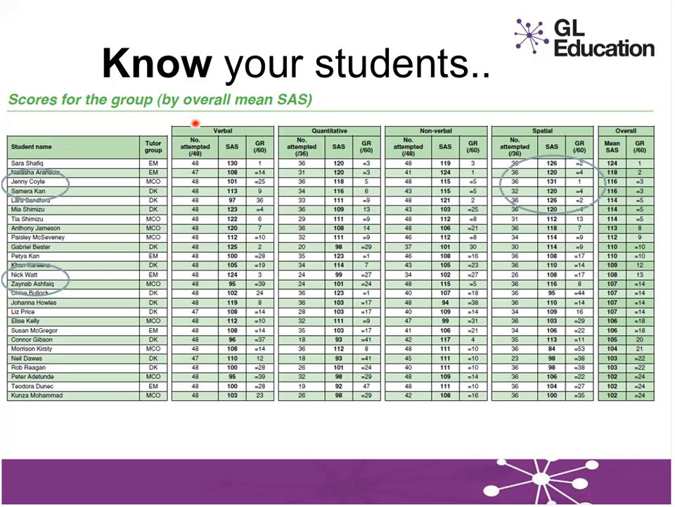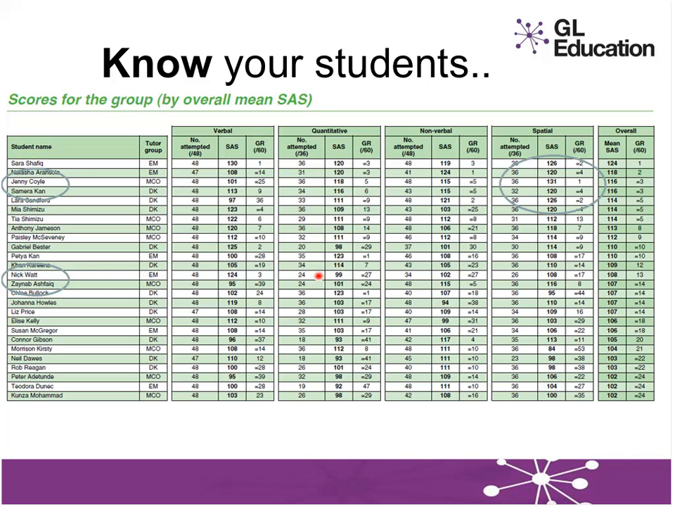Number of questions attempted is always worth looking at, because you can see, just find the example. So here, Nick Watt in this example has actually only attempted 24 questions out of 36. His standardised age score is 99, and it's worth taking that into account when you're looking at standardised age score. First of all, just double check that there weren't any technical issues at that time with the pupil's computer not working, or something out of the ordinary happening like that.